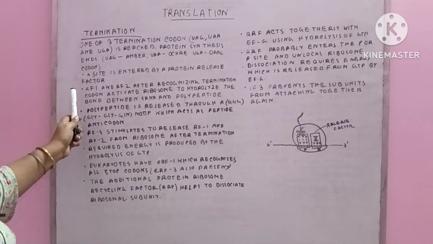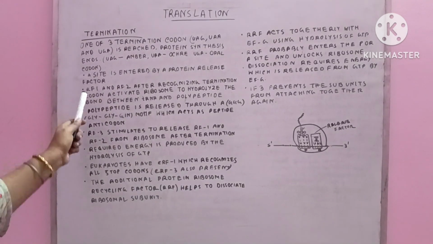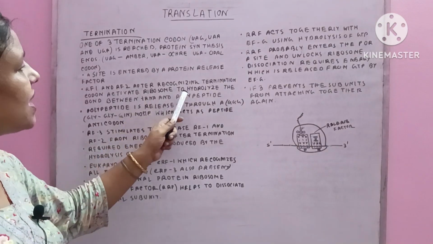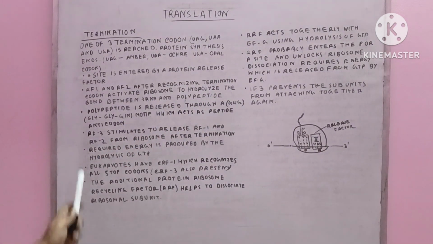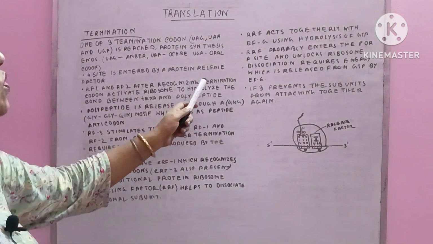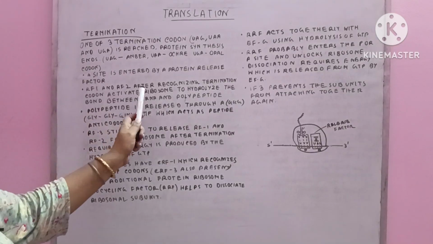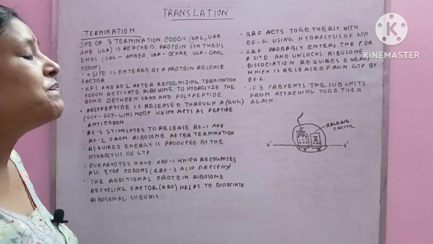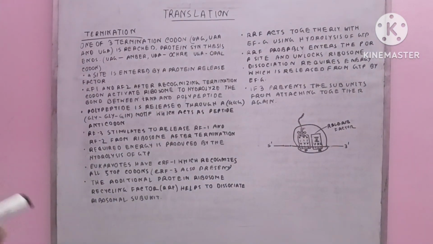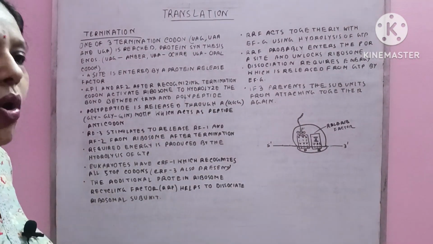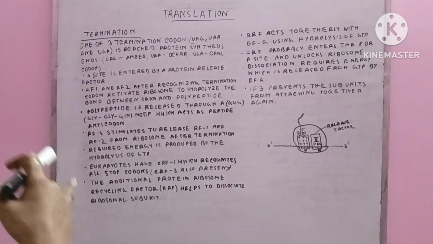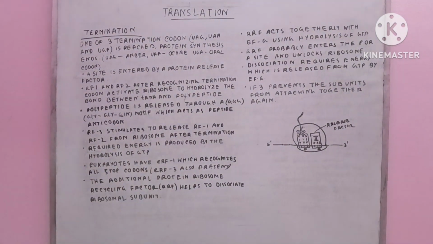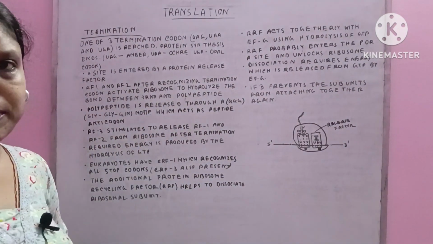Second, RF1 and RF2 are releasing factors that, after recognizing the termination codon, activate the ribosome to hydrolyze the bond between tRNA and the polypeptide. So what is happening here is that when the releasing factors recognize the stop codon that has entered the A site, they try to hydrolyze the bond already formed between the tRNA and the polypeptide chain.